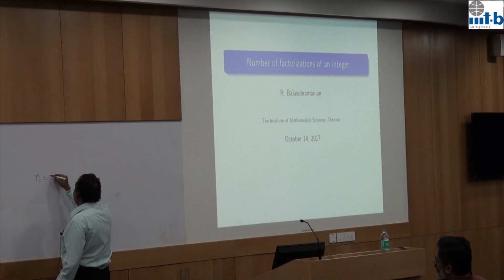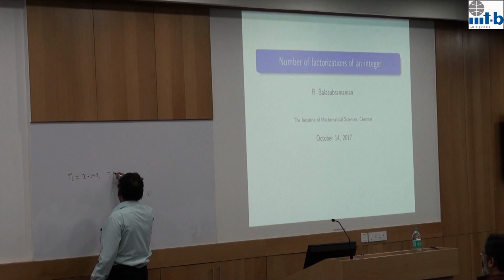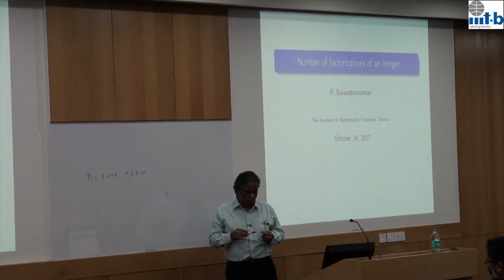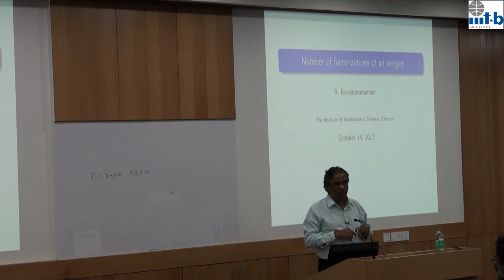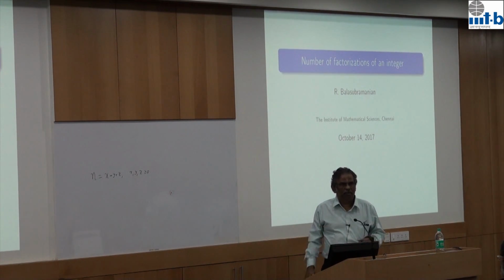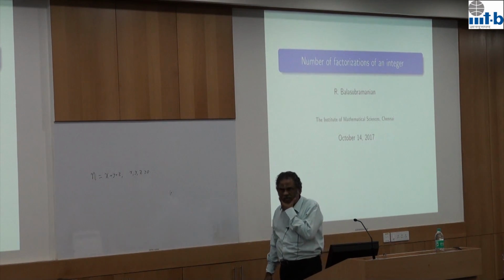How many ways can an integer n be written as x plus y plus z with x, y, z greater than or equal to 0? And is there a closed formula for it? How many ways can I write a given integer as a sum of 3 numbers, and is there a closed formula for it? And the answer is yes. You can actually write a closed formula for this.